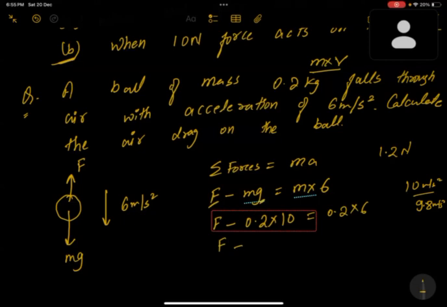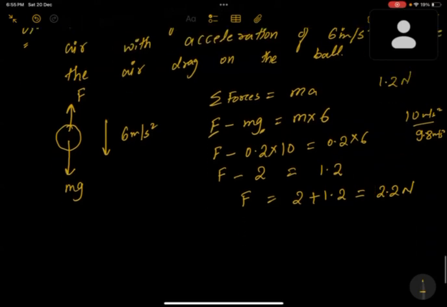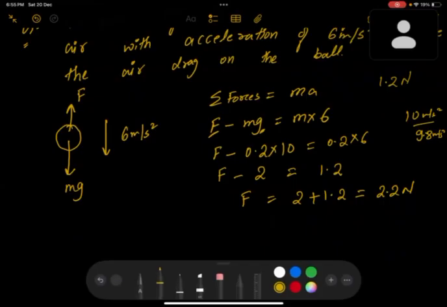So F minus 0.2 into 10, which is 2, is equal to 6 into 0.2, which is 1.2. So F is equal to, we will take 2 on the right side, 2 plus 1.2. So F is 2.2 Newton. Do you understand? Oh, sorry. There is a mistake done by me. Let's erase all this.